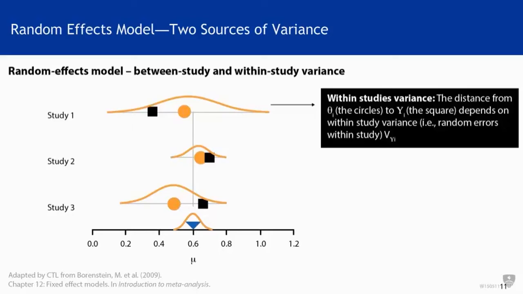On top of that, there's another level of variance, which is the between study variance. Okay, so the distance from the mu, the triangle, to each theta i, the circles, depends on the variance of the distribution of the true effects across studies. And we call that variance tau square. Because the circles on this plot, the true effects in each study, don't line up together, there's a distribution. And that distribution is the between study variance. So under a random effects model, we have to capture both sources of variance, the within study variance as well as the between study variance.